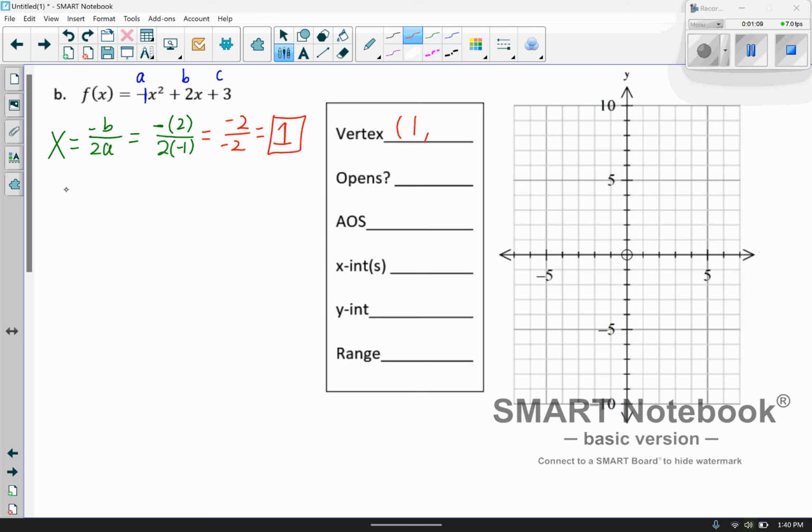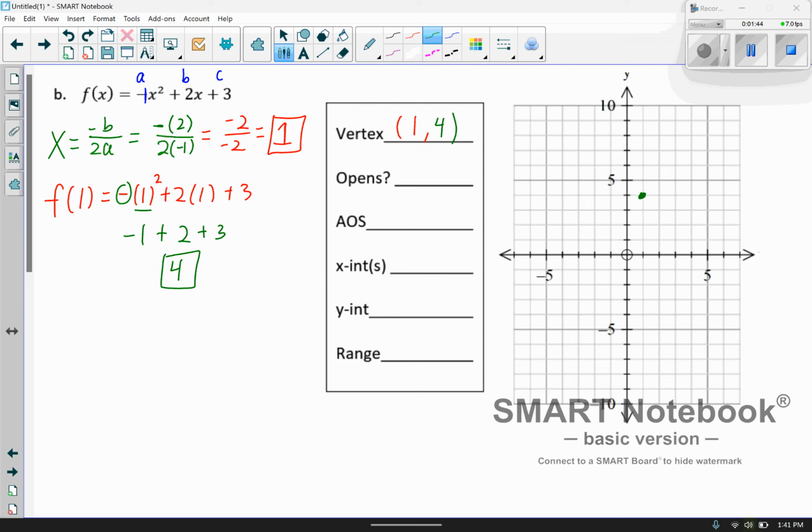And to find the y value, we're going to substitute the 1 into the function to find that. So let's see, when I square it, I get a 1, but I have that negative out front. So this becomes -1 plus 2, and then plus 3. So -1 plus 2 plus 3 is all going to simplify to a 4. So that's going to be the y value of my vertex. So I'm over 1 up 4. So that's where my vertex is at.